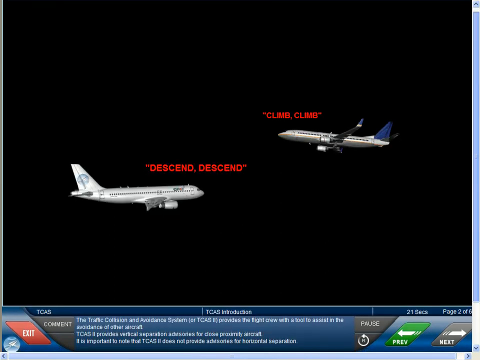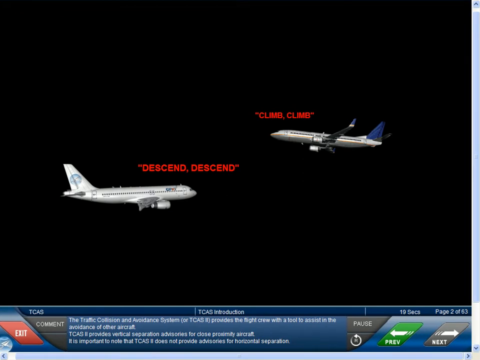The Traffic Collision and Avoidance System, or TCAS-2, provides the flight crew with a tool to assist in the avoidance of other aircraft. TCAS-2 provides vertical separation advisories for close proximity aircraft. Now, it's important to note that TCAS-2 does not provide advisories for horizontal separation.